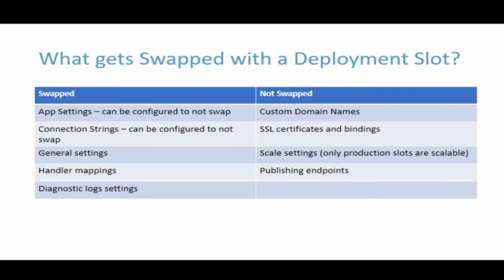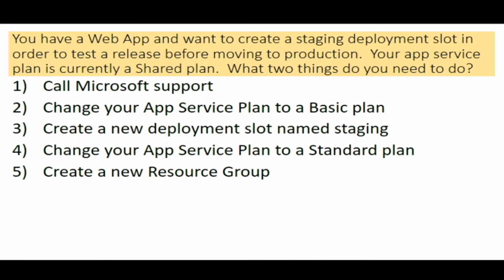The not swapped are like custom domain names. So if you've got a staging site and you swap your production with staging, everything's going to still stay on production. So your domain, your SSL bindings, your scale settings, and endpoints are all going to stay on that slot, no matter which one you've got them configured in.